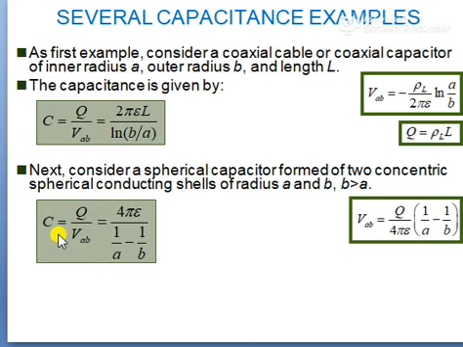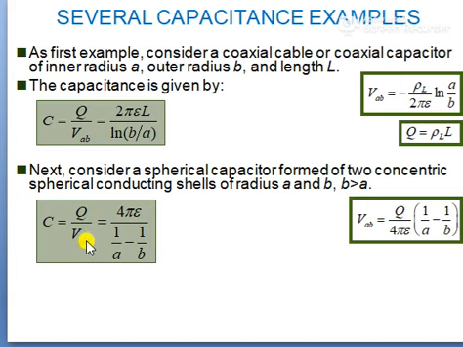The region between the two spheres is filled with a dielectric of permittivity epsilon. The inner sphere has a positive charge and the outer sphere has a negative charge. Now we want to find Q by VAB, which will give the capacitance. Q is the charge available on the shell, but we want to find VAB.